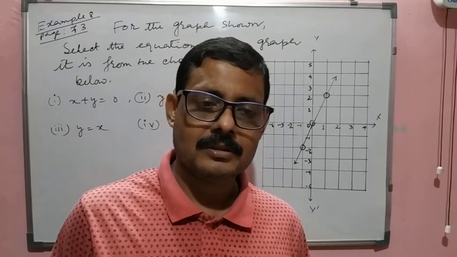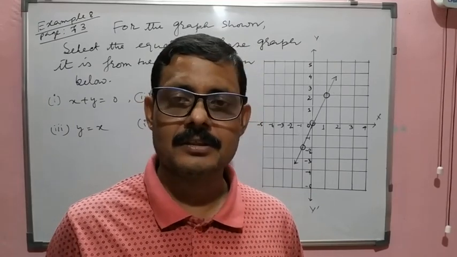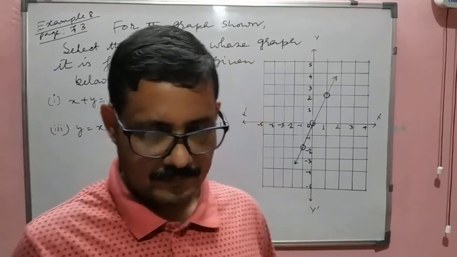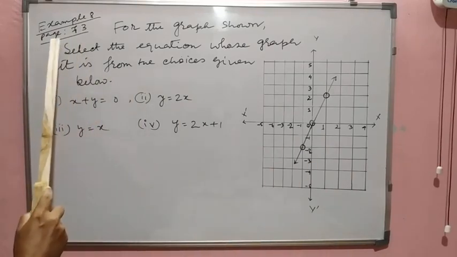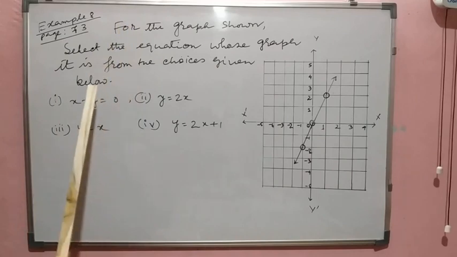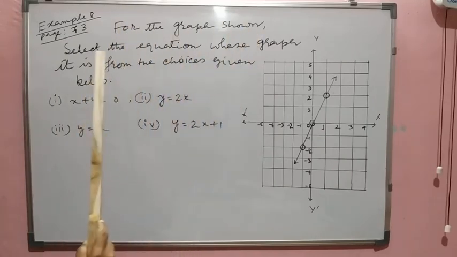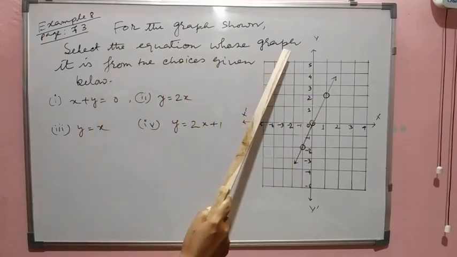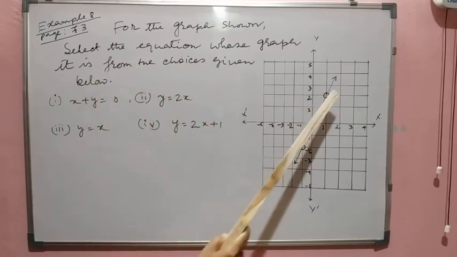Now today we will be given one graph and we have to select its equation. Now let us see the question here. Example 8, page number 73 of our textbook. For the graph shown, select the equation whose graph it is from the choices given below. This is the graph.